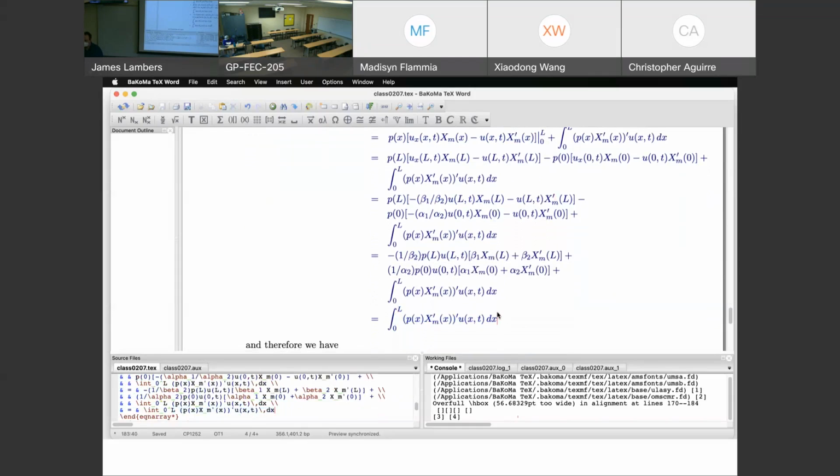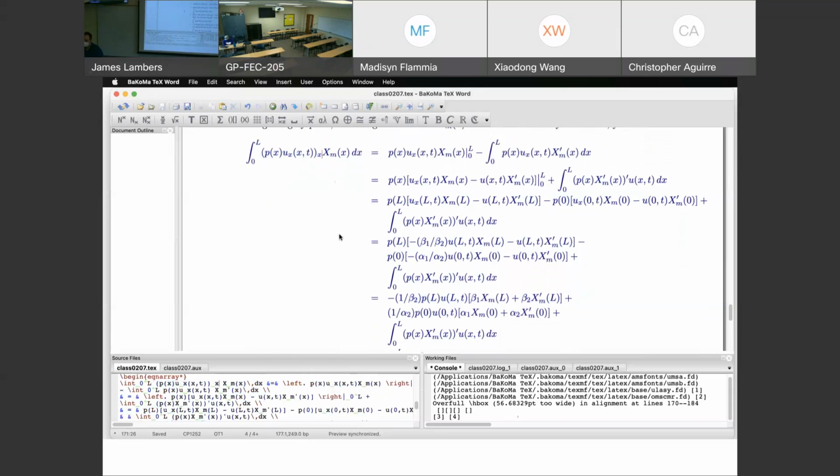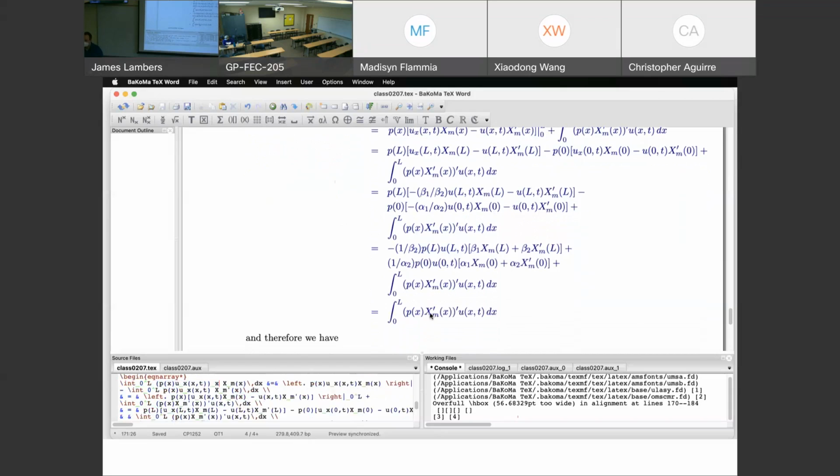And notice what happened. Before, I was differentiating little u with respect to x, and this whole thing in parentheses was differentiated with respect to x. Now the shoe's on the other foot. Now it's capital X and it's differentiated with respect to x. And this is differentiated with respect to x. Little u is just sitting here by itself. That's what integration by parts does. It puts the shoe on the other foot.